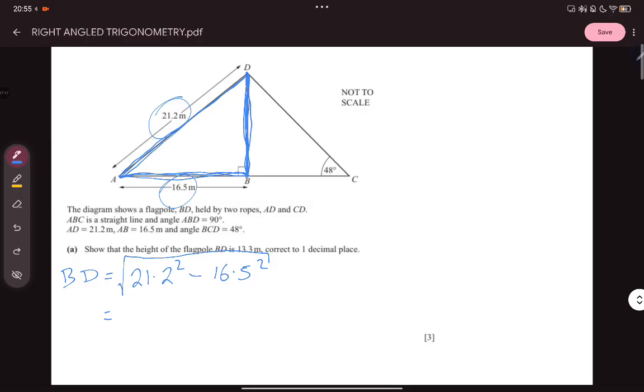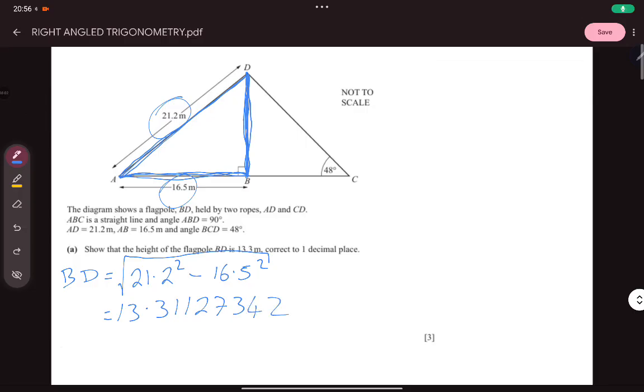And if you watched an earlier video in this particular set, I did say that if they are asking us a show that question and it's got rounding in it, so show that the height of the flagpole is 13.3, correct to 1 decimal place, they do expect us to write down the full calculator answer. So square root 21.2 squared minus 16.5 squared. And I'm writing now my full calculator answer here. So 13.311273442.